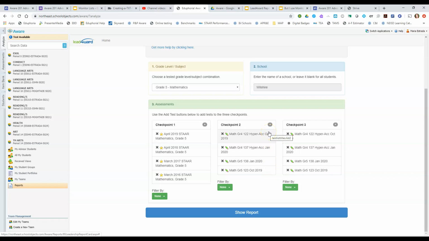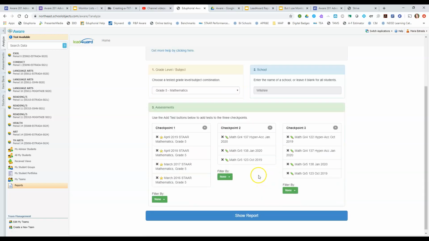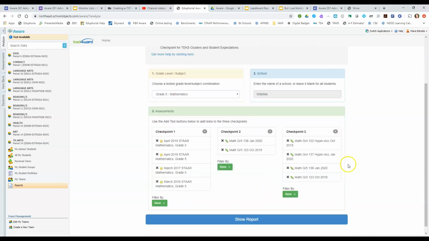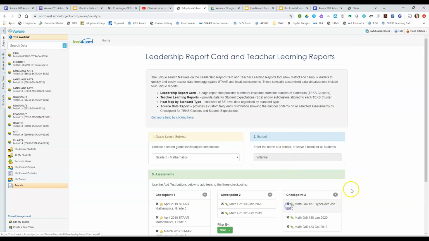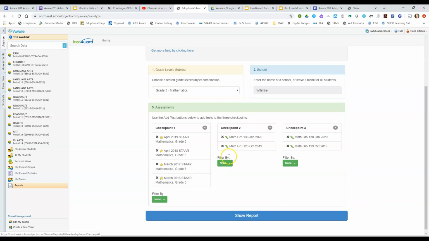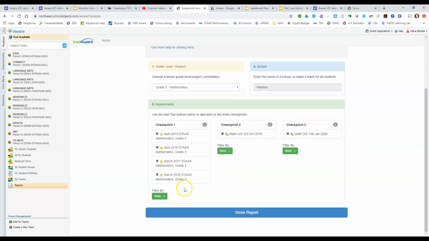Now, because this is a 5th grade math teacher, I might choose to keep those hyper-accelerated class data in there, or I might choose to take it out. And then I'm going to look at these, and I don't want to put both of them. If I put both of them in here, it would average all of that data. But I want to see maybe over time how those students are doing, if they're getting better from October to January. Then I have some additional options.